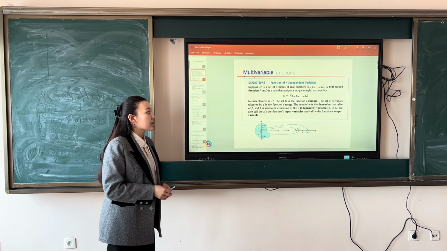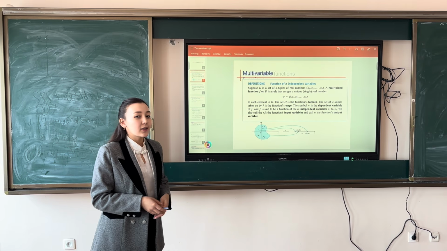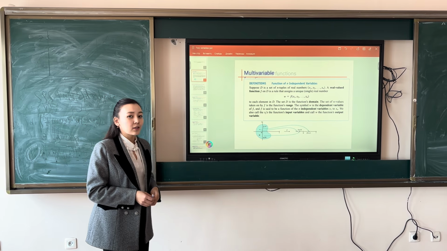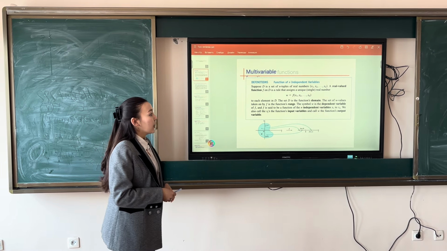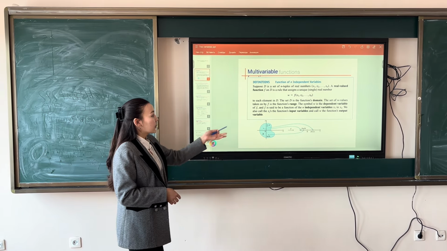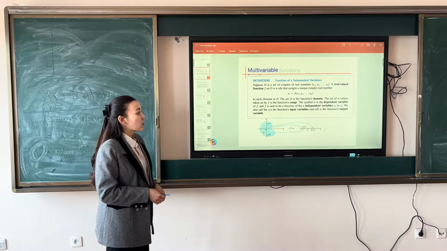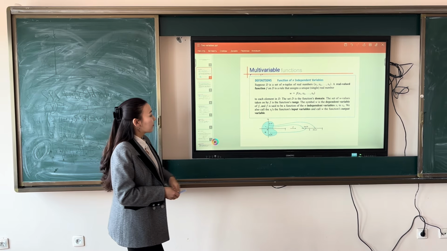The symbol w is the dependent variable of f, and f is said to be a function of the n independent variables x1 to xn. We also call the xj's the function's input variables, and call w the function's output variable.